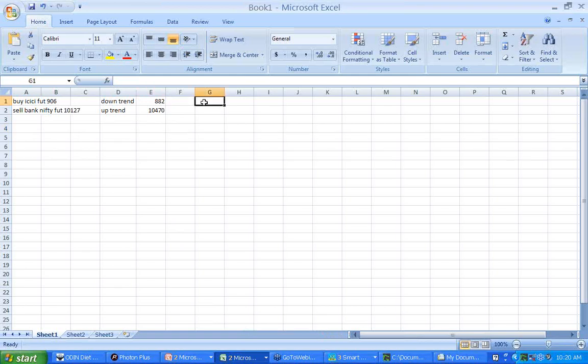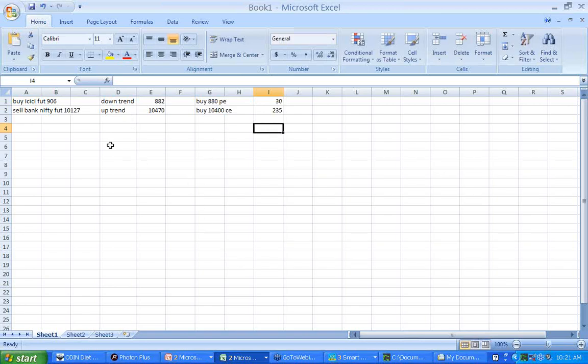So for that I am buying the 880 put option at 30, and also I am buying the 10,400 call option at 235. Very hefty and high premium I have paid for these options.